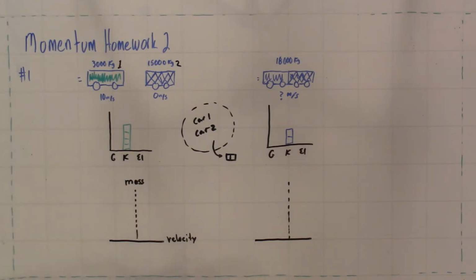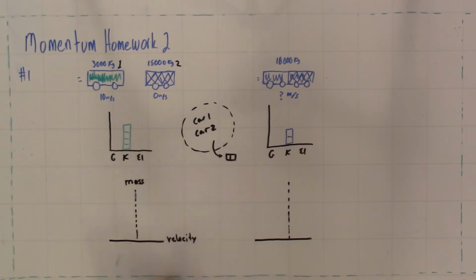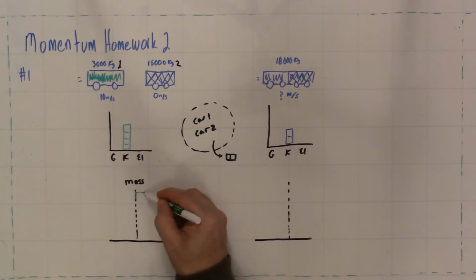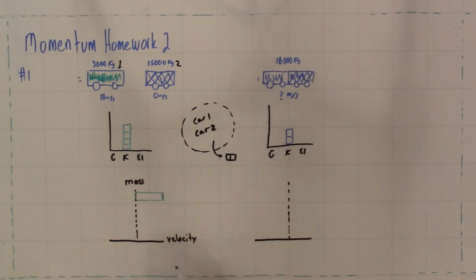What's the situation? Well, we have a 3,000 kilogram car, so we'll give its mass 3,000, and it's moving at 10 meters per second. We could actually calculate this if we wanted to. We see that the vertical is 3,000 and the horizontal is 10, so the total area here would be 30,000. The area represents the motion quantity, which we call the momentum.